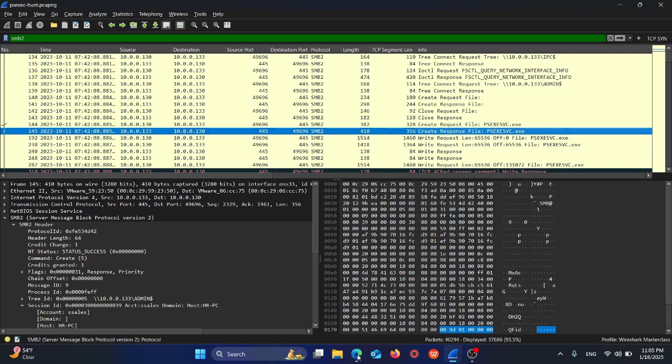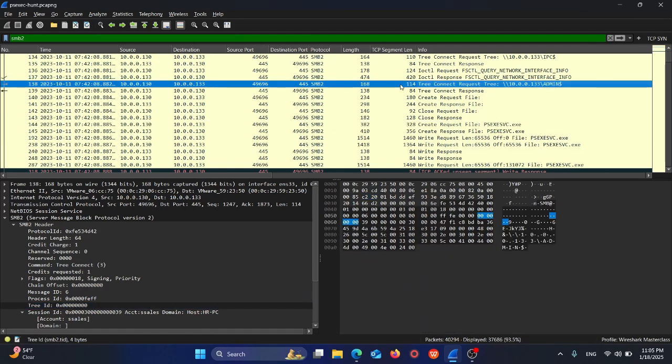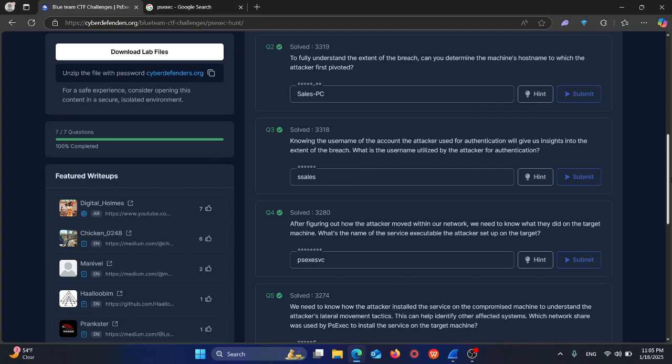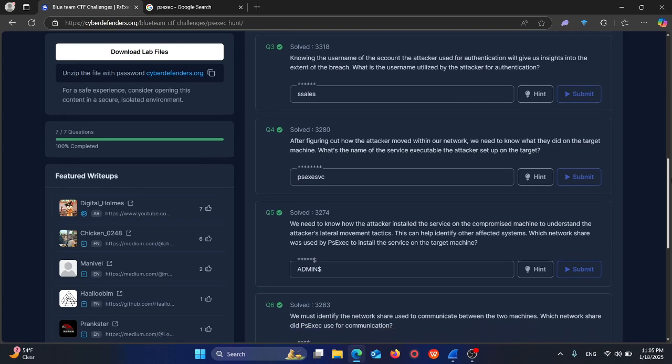So if we look at this file, if we click here at PSExec, and we look down here, we can see the tree ID we have, 10.0.0.23, admin$. This is the network share that has been used by the user, and it's actually here, this one. This is the network share that was utilized by the attacker, right? So yeah, it's admin.